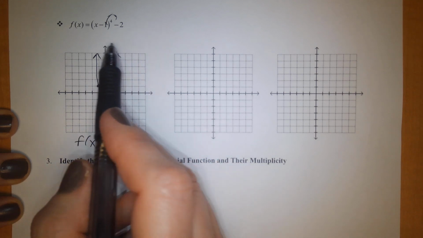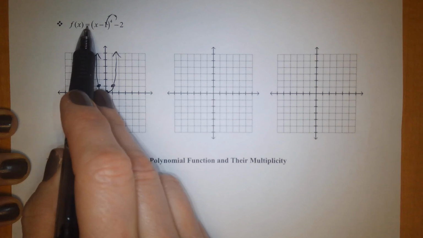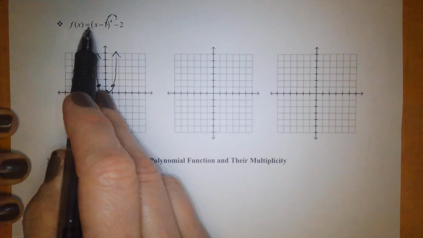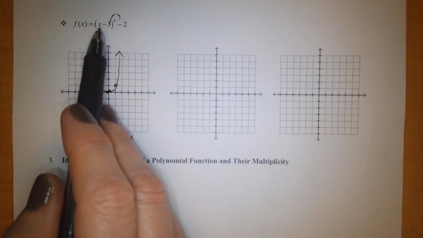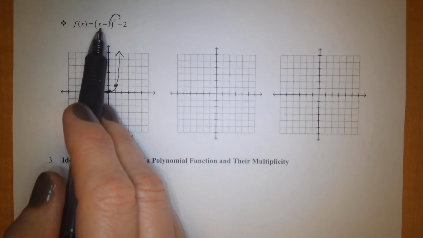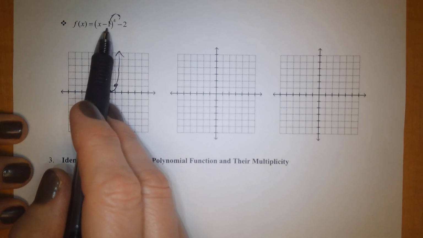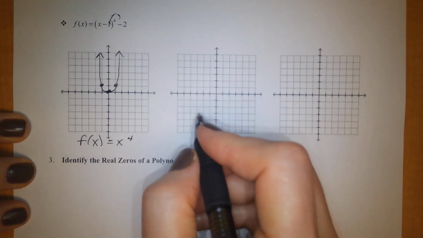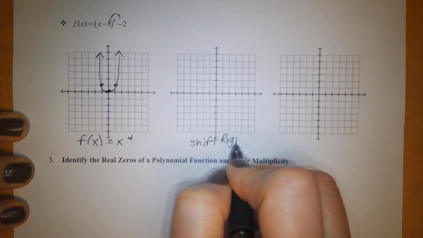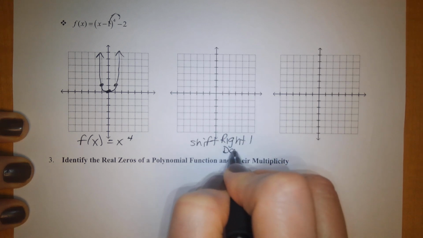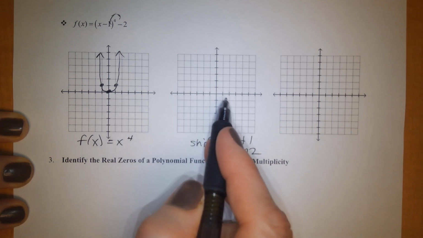Now we're going to do any multiplications out in front. There are no multiplications, there are no stretches, compressions, or reflections. So we can go right into the shifts. The 1 is saying we're going to shift it right 1 and down 2. So we're going to take this graph and shift the graph right 1 and down 2. So take this origin and shift it right 1 and down 2.